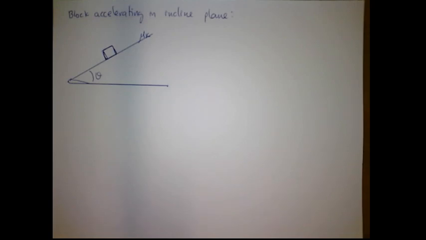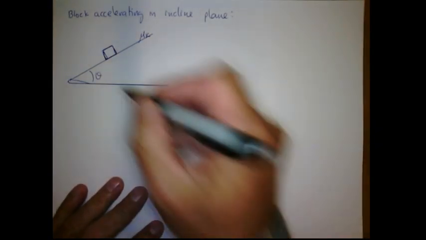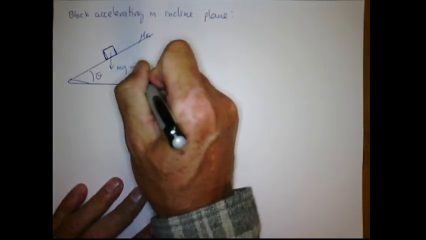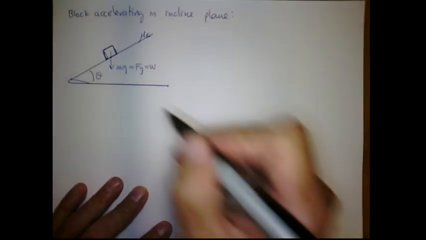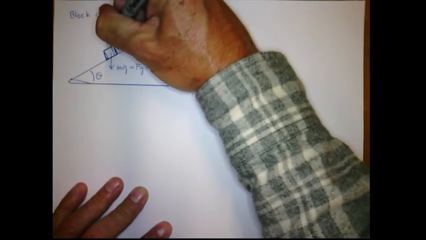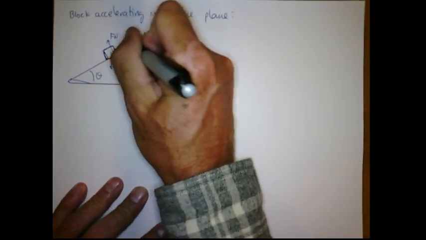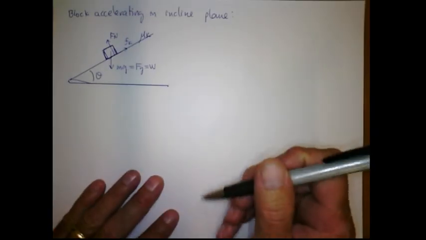Okay, now we are going to solve the block on the inclined plane. Let's list the forces acting on the object. So we have gravity down, it's called Fg or weight, normal force, friction, and it's kinetic friction because the block is accelerating.